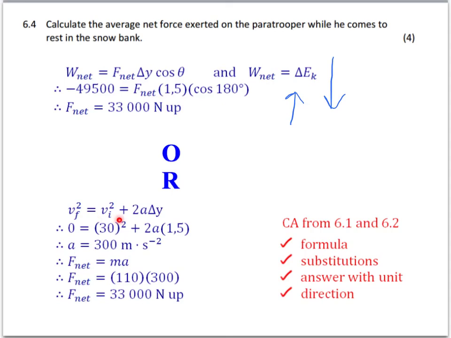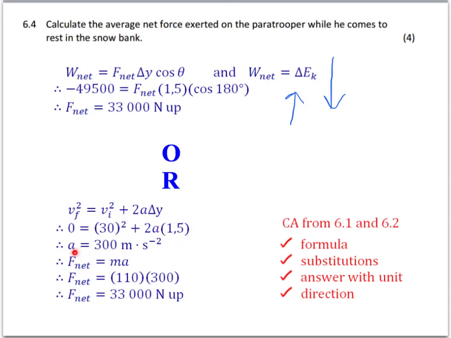An alternative approach would actually have been to use an equation of motion. Vf squared is vi squared plus 2a delta y. Substituting your initial velocity of 30 meters per second, your acceleration we need to find. That's the purpose of using this equation of motion. The acceleration we find is 300 meters per second squared. So basically, that is the acceleration required to bring this paratrooper to rest within that distance of 1.5 meters.